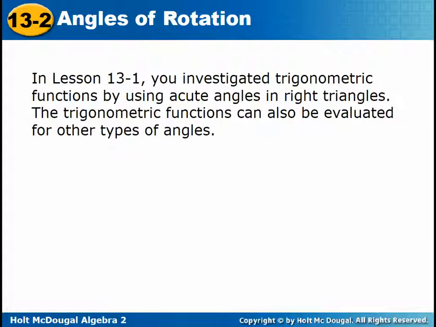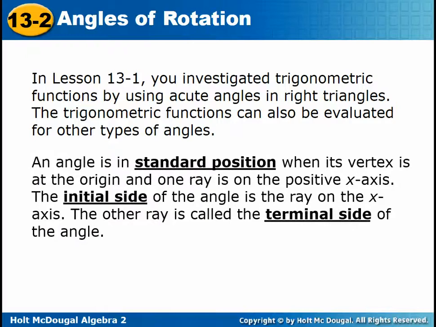So remember that in the last lesson we investigated trig functions by using acute angles in right triangles. But we can also find trig functions for other types of angles. It doesn't have to be in a right triangle. So we're going to be using the coordinate system, with our x and our y axis. And an angle is in standard position when its vertex is at the origin and one ray is on the positive x-axis.